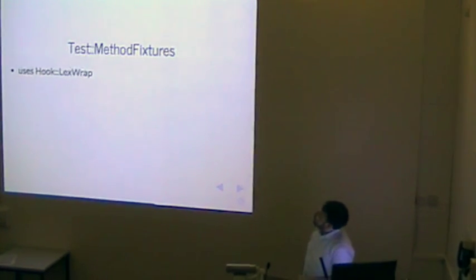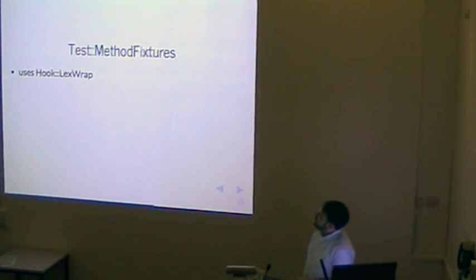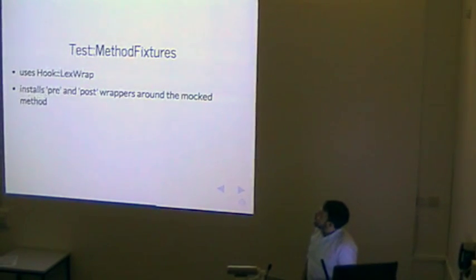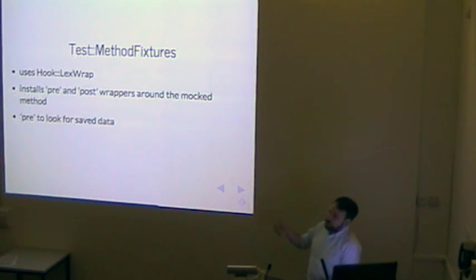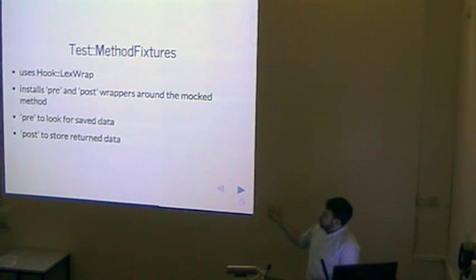So it uses Hook::LexWrap, although it may not for much longer after I found the undocumented behaviour. And the basic idea is we're installing a wrapper around the mocked method. Before the method runs, we look to see if we've got any saved data that matches those inputs. And then afterwards, if we've run the method, we then save the return data.